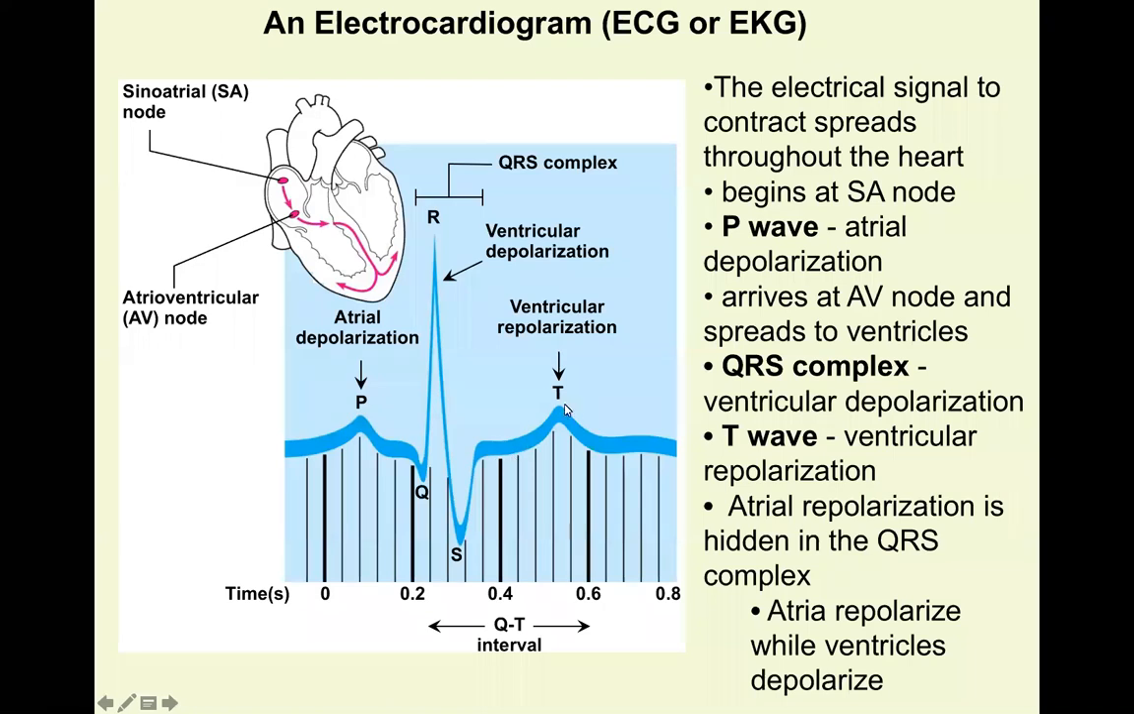Finally, the last wave, the T wave, results from the electrical activity during the repolarization of the ventricles, meaning the ventricles go back to rest.